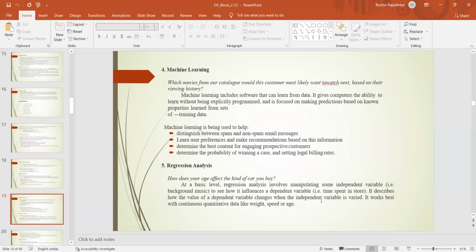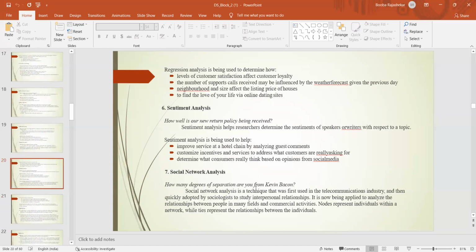The fifth one, regression analysis. How does your age affect the kind of car you buy? At the basic level, regression analysis involves manipulating some independent variable to see how it influences the dependent variable. It describes how the value of the dependent variable changes when the independent variable is varied. It works best with continuous quantitative data like weight, speed, and age. So this is regression analysis.